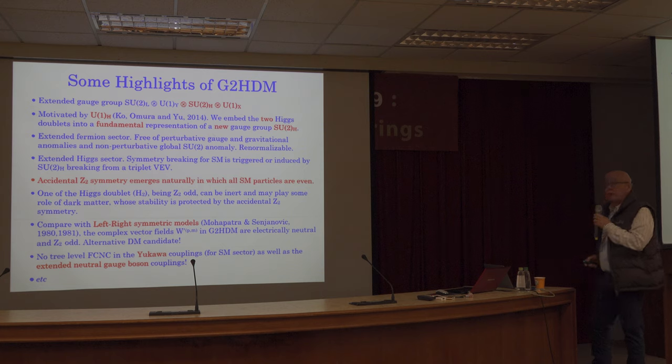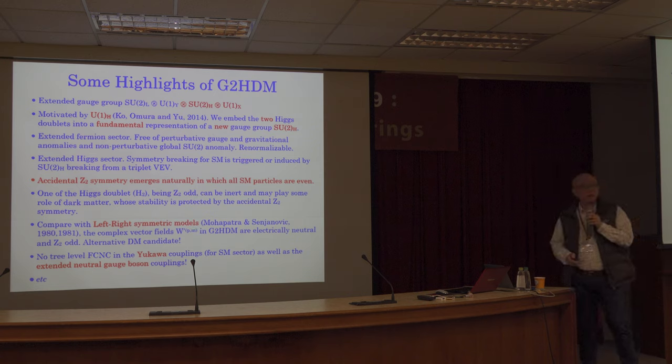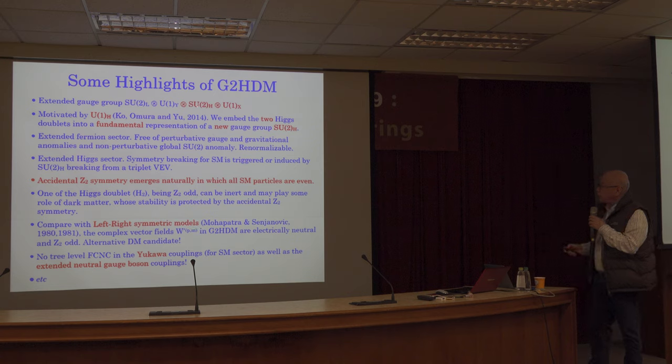Since Gordon is here, I have to say a little bit about the left-right symmetric model. Compared with that model, Gordon's baby W prime, we also have a W prime in this model, and also some extra Z prime and Z double prime. The W prime in this model actually is not electrically charged. They are charged under the dark charge, not electric charge. So actually it can be a dark matter candidate in the model.